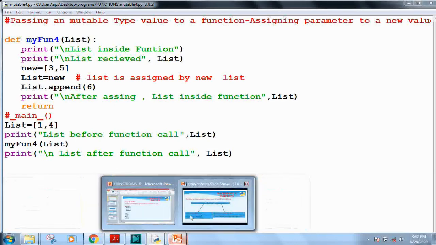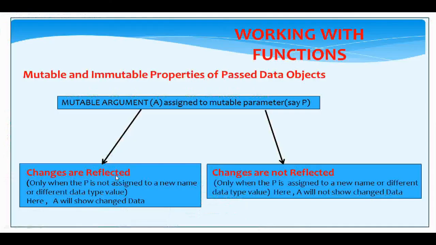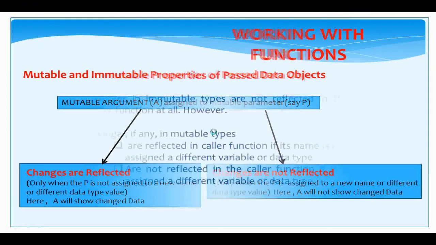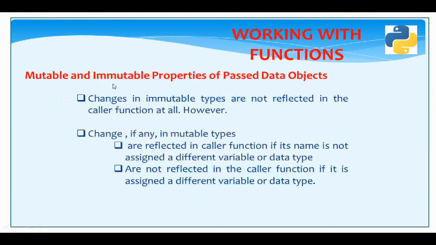So in the case of a mutable type, changes are reflected back only when it is not assigned to a new name. If it is assigned to a new name or different data type, then the changes will not be shown back. Finally, we can say that the mutable and immutable property of a pass data object behaves like this: changes in the immutable types are not reflected back at all, and the changes in the mutable type are reflected back only when the name is not assigned to a different variable or data type. Changes are not reflected back in the caller function if it is assigned to a different variable or a data type.